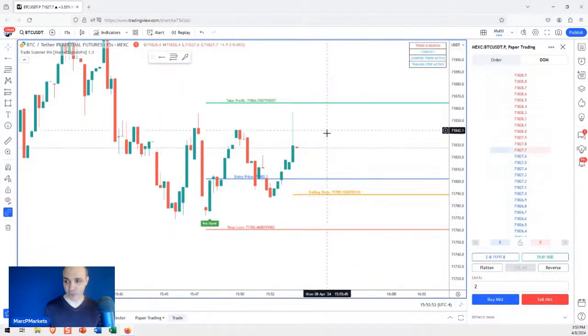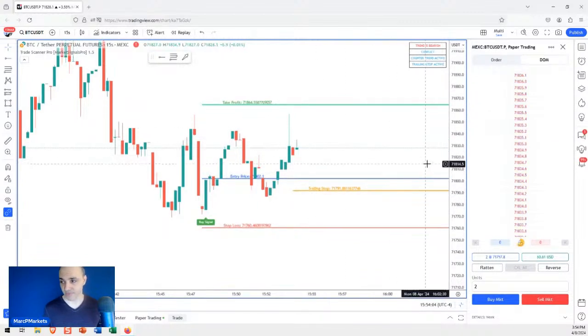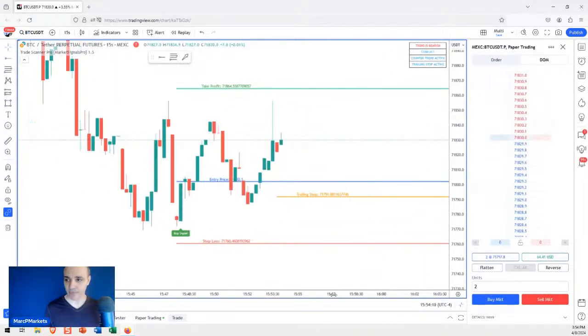It's a 15-second chart. Now, I'm going to try to give this thing a chance, and either we're going to get tapped out on the trailing stop, or we're going to push this take profit. If we push the take profit, I'm going to sell one lot. What's my P&L? Okay, $63. It's on paper, by the way. Okay, just to be clear, this is not real money.